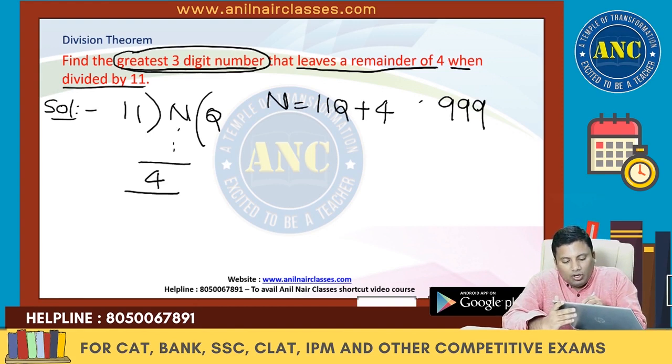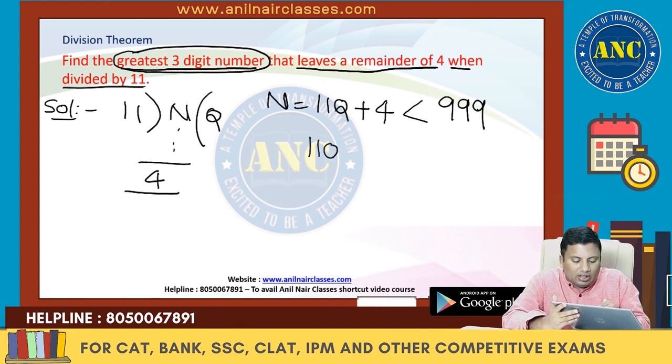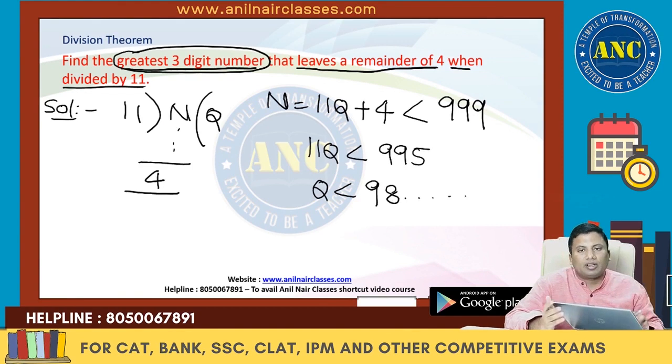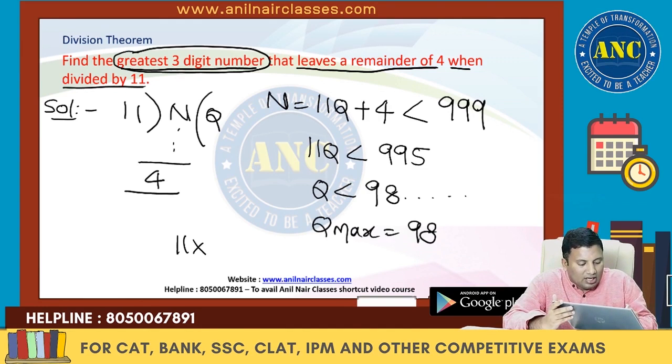11q plus 4 should be less than or equal to 999. 11q is less than or equal to 995. Q is less than... 11 nines are 99, 11 eights are 88, so 98 point something. Greatest means q maximum is 98. So answer is 11 into 98 plus 4.